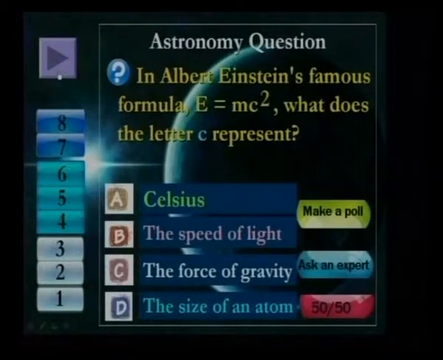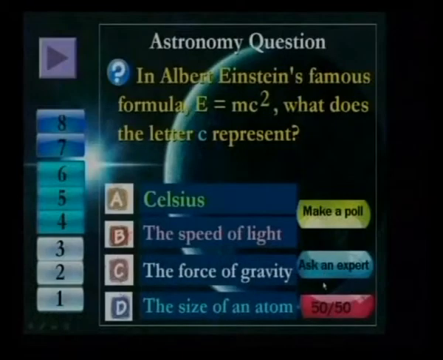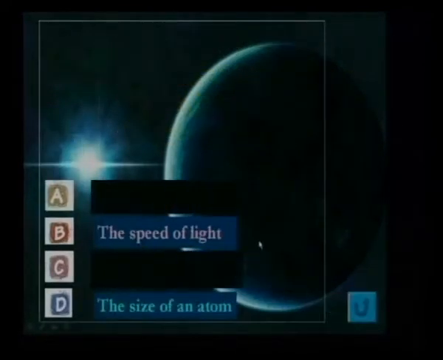Okay, if you're not sure about the answer, I suggest you use one of those helpers, okay? You want to make a poll, or you want to ask an expert, or you want 50-50. If you choose 50-50, two wrong answers will be taken out. 50-50, okay? B and D, which one do we have?